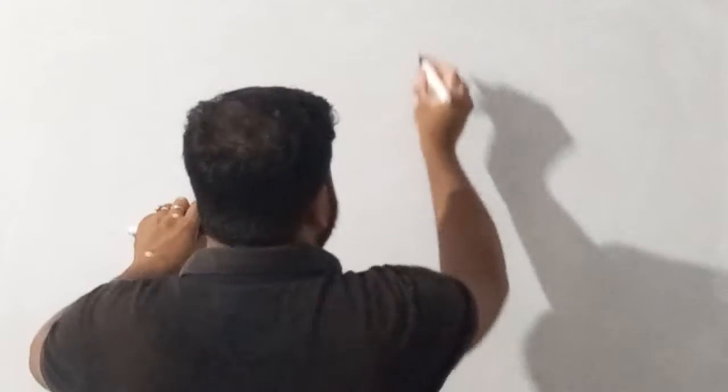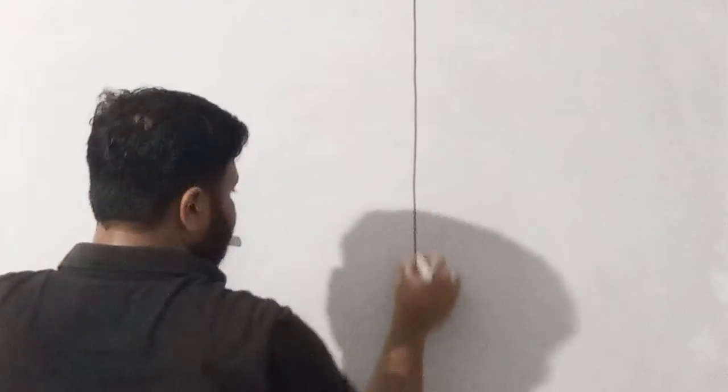Hello dear student, welcome to your fifth lecture of magnetic effect of current. In the last lecture we discussed magnetic field due to a current carrying circular loop and magnetic field due to a current carrying circular arc. Now we'll discuss a numerical, so please write it down.